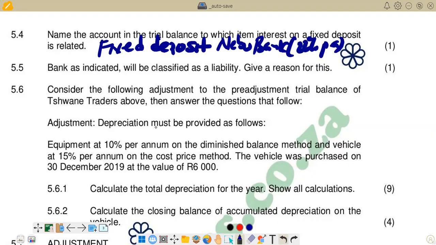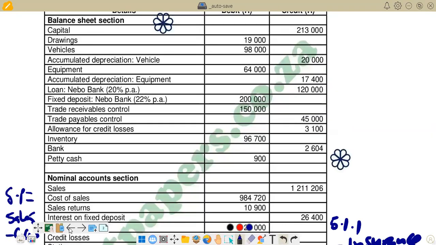It's saying bank as indicated will be classified as a liability. Give a reason for that. So we go and check the bank balance that we have in the question. We see that the bank balance you are given has got a credit balance. And we know that when the bank has got a debit balance, it's an asset. We put it under the current assets. But when it's the credit balance, it represents a bank overdraft.